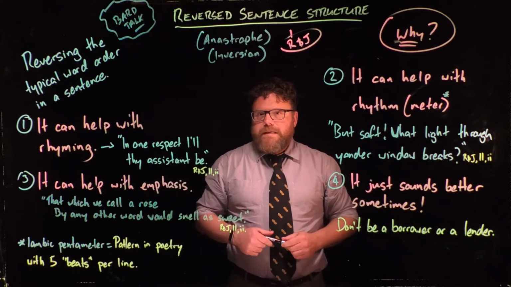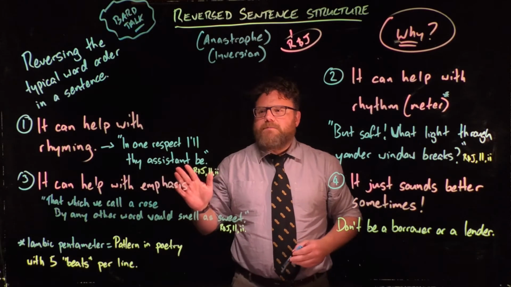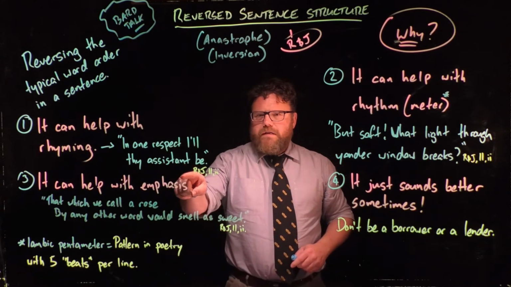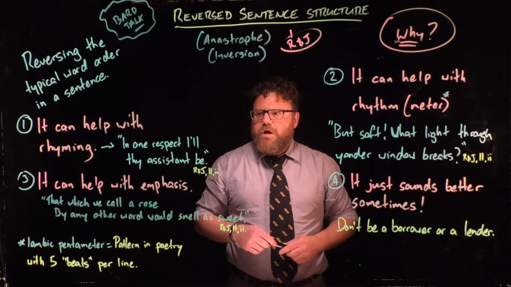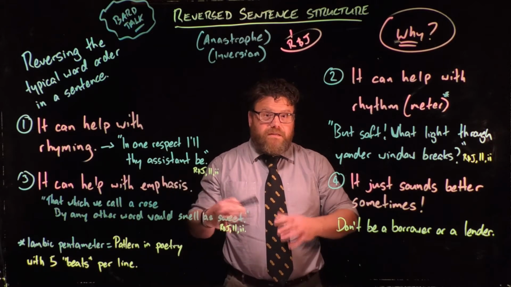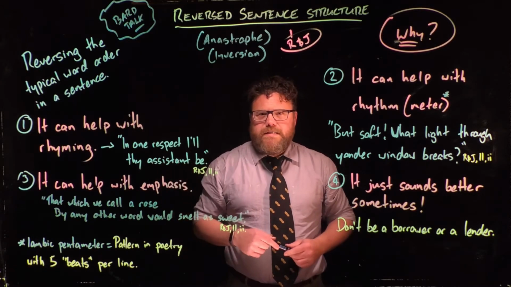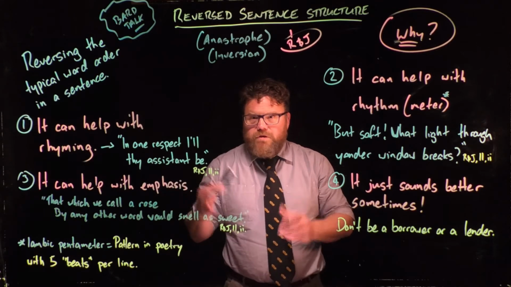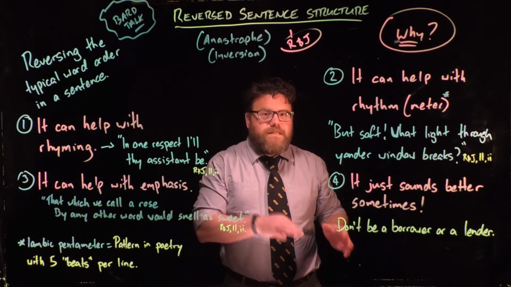The first one is that it can help with rhyming. There are a lot of rhyming lines in Shakespeare's plays. This is a line from Friar Lawrence in Romeo and Juliet, Act 2, Scene 2, when he's talking about helping the couple to get married. And he says, "In one respect I'll thy assistant be." So the reversal is, he's saying that instead of, "In one respect I'll be your assistant."